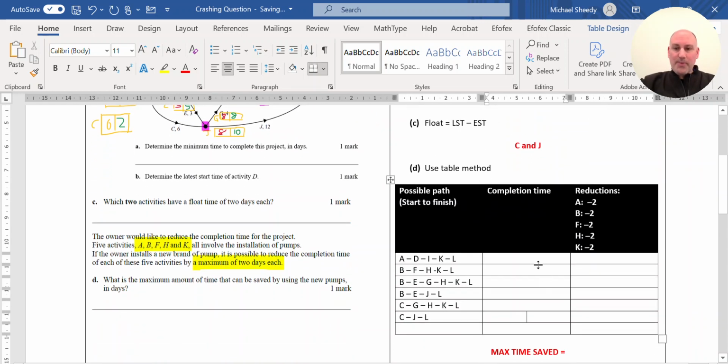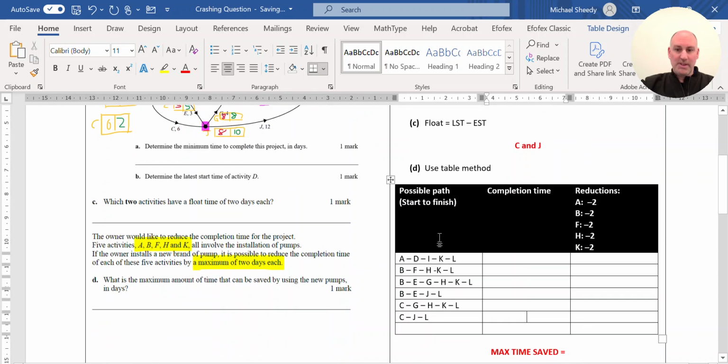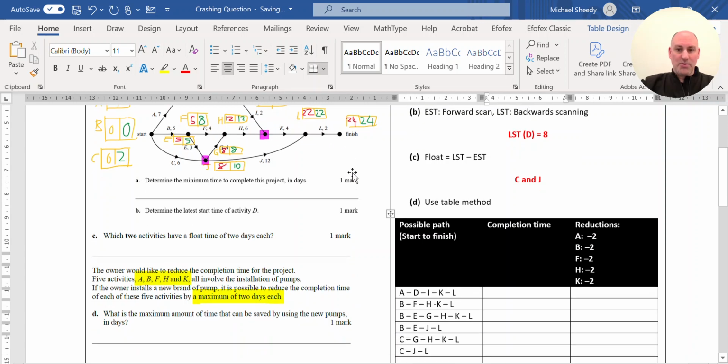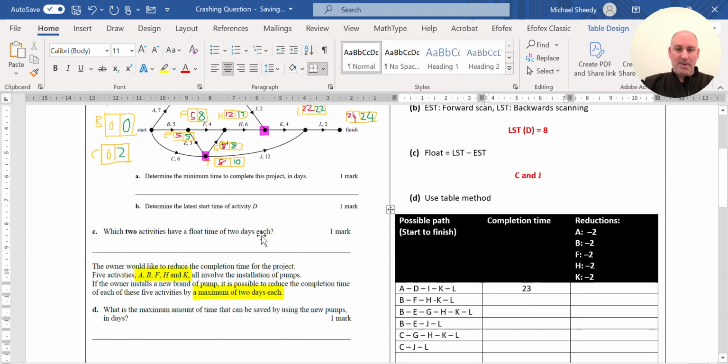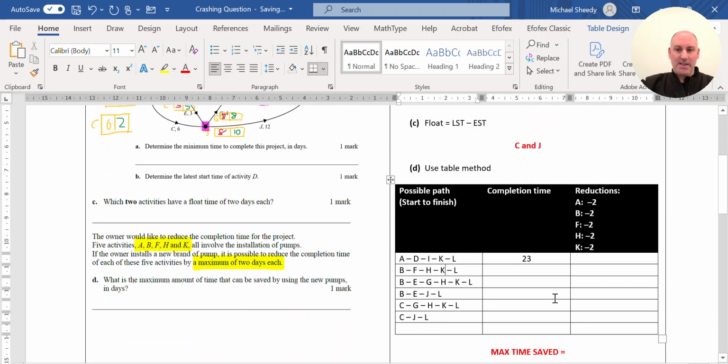Once that's complete, we now write the completion time of every single one of those paths. So we need to analyze those paths and add the edges as we move forward. So starting from the first path, ADIKL, that's 7 plus 8, that's 15, 16, 17, 21, 22, 23. So the completion time for that one is 23. The next path, BFHKL, so that's straight through the middle, which is 5 and 4 is 9, and 6 is 15, 19, 20, that's 21.